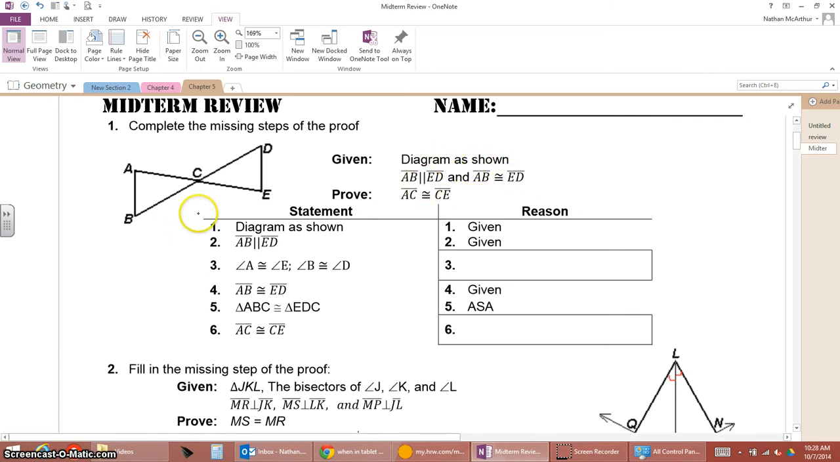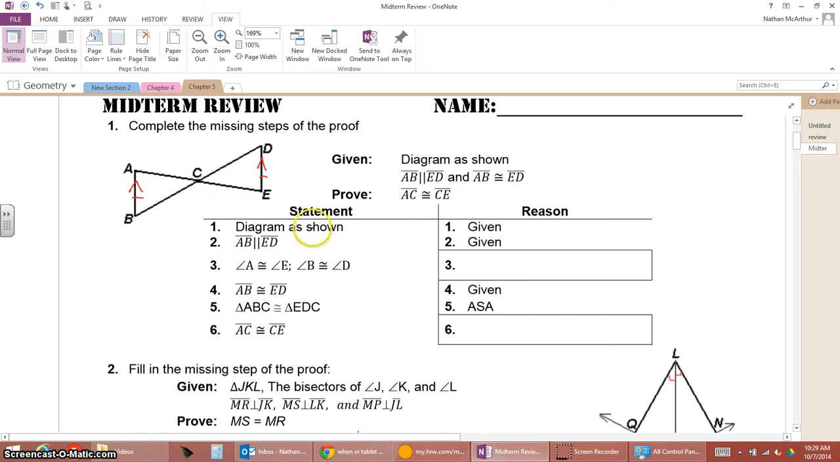Okay, so there's the picture, and we say that AB is parallel to ED. So I mark my diagram. Then it says AB is congruent to ED, so I mark my diagram as congruent. And I'm trying to prove that AC is congruent to CE. So here's what I'm trying to prove. I want this piece to be congruent to this piece.